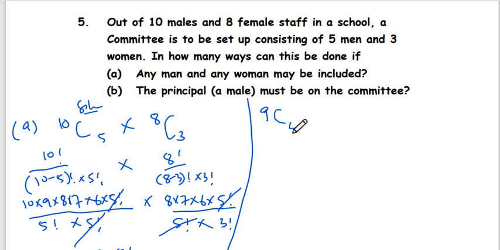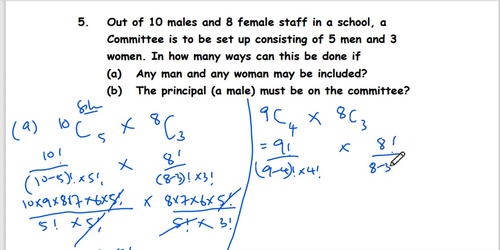That means combination 4, multiplied by, now there's no restriction on women, it's only on men. No restriction on the female staff, only on the male staff, so it remains the way it is, 8 combination 3. So this becomes 9 factorial divided by 9 minus 4 factorial times 4 factorial, multiplied by 8 factorial divided by 8 minus 3 factorial times 3 factorial. So that's 9 factorial divided by 5 factorial times 4 factorial, times 8 factorial divided by 5 factorial times 3 factorial.